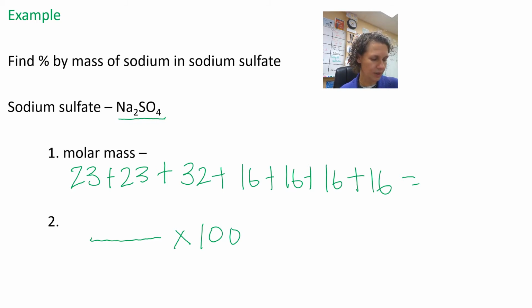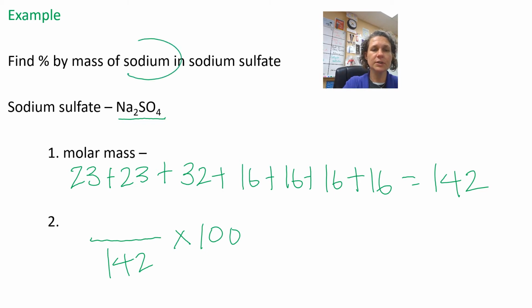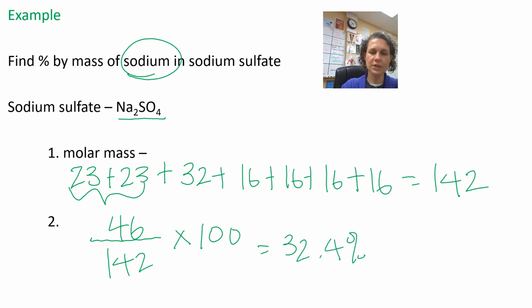So I think I know the answer, but I'd hate to tell you wrong. So let me do this real quick. So you get 142. So that goes here. So 142. And then if we're talking about the molar mass of sodium, so we just want sodium, then I am going to use sodium. So I've got 2 sodiums, so I add those together. And so I would have 46 divided by 142 times 100. And you're going to get 32.4%. So of that compound, about 32% of it is sodium.